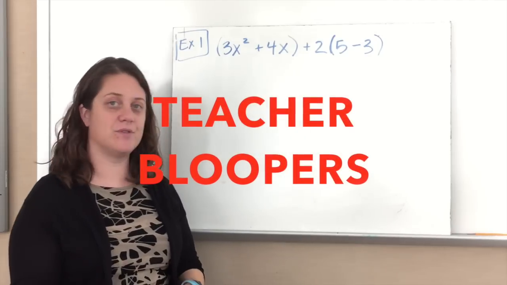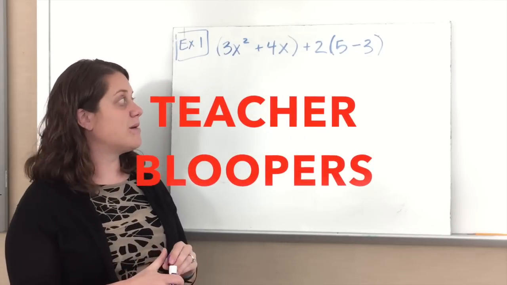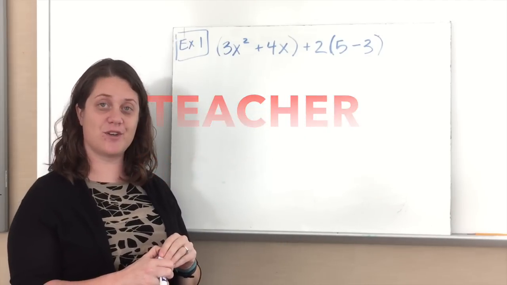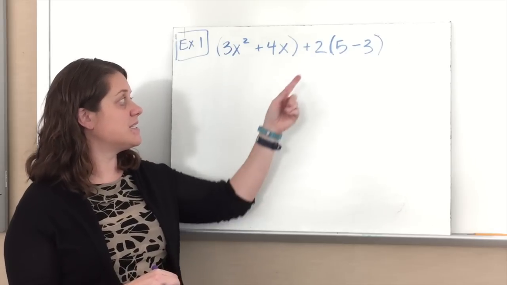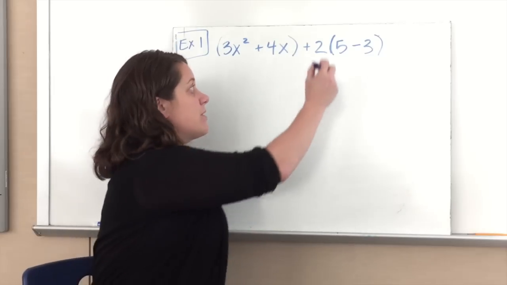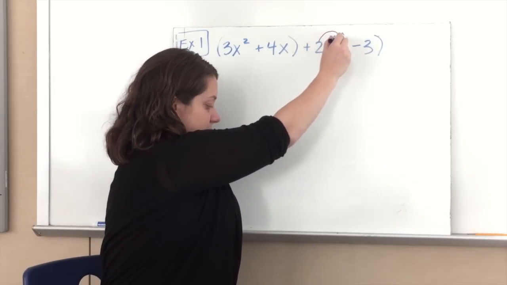Here is the same example from the first slide. So remember, Miss Achilles, what did we say we're going to do first? Distribute. So that means this 2 needs to be distributed to both things inside of the parentheses.